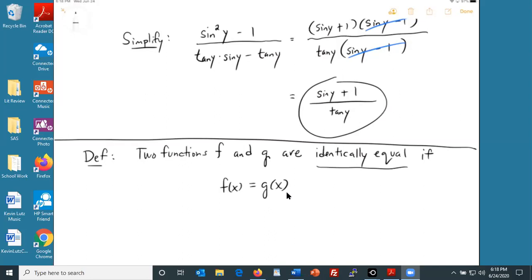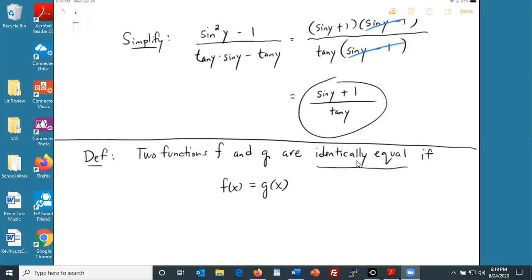Now that word identically is kind of like an extra word that you really don't need, because when things are equal, they are identically equal. But it is a particular term that we use, especially when we're doing something algebraically, where sometimes there isn't a definitive answer like 5 or 1. If your answer is not a number, but maybe some expression, those particular solutions we usually refer to as identities. That one expression is equivalent to another.